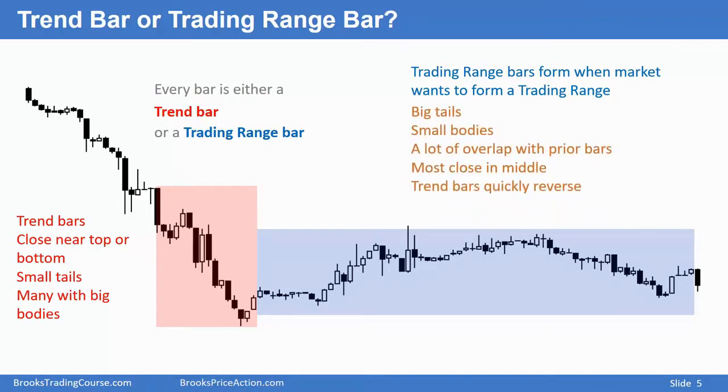Big tails, small bodies, a lot of overlap with the prior bars, a lot of the bars closing in the middle. Trend bars quickly reverse. So we got a bull trend bar, quickly became a bear trend bar. We have a bear trend bar, quickly became a bull bar. In a trading range, you often get bull and bear bars, but they usually reverse within a bar or 2.